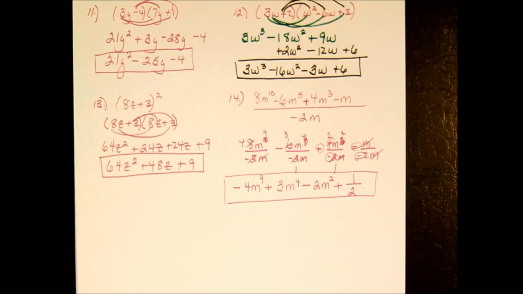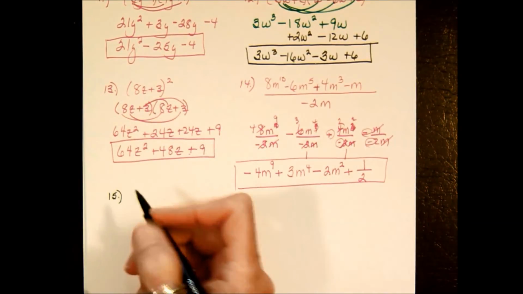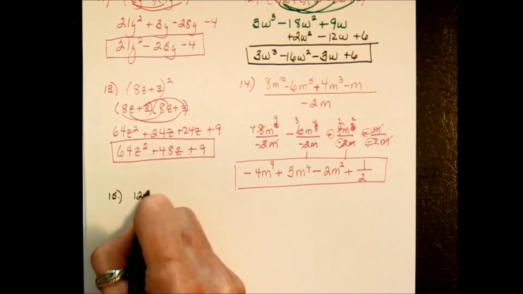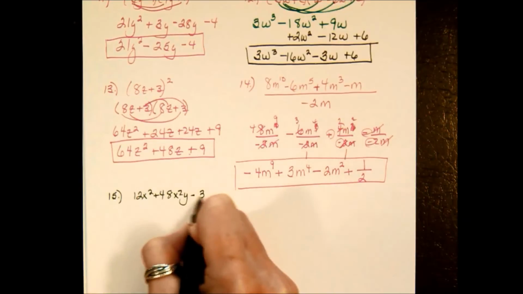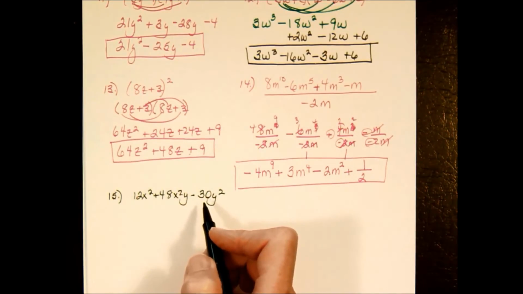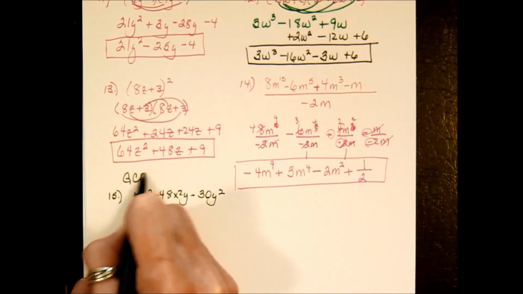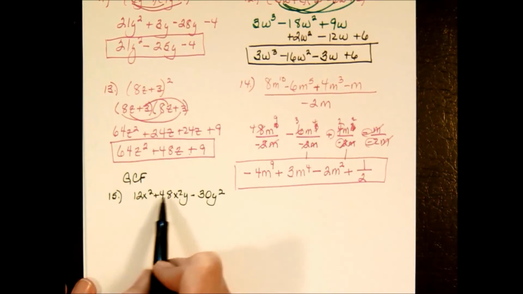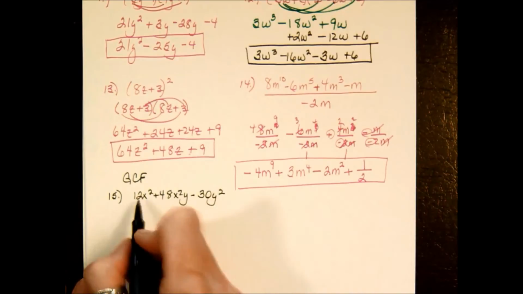This next section is on factoring. And there's one of each of the kinds of factoring that we talk about. So starting with number 15, I have 12x squared plus 48x squared y minus 30y squared. It is a trinomial, but because it has some common factors, I'm going to factor out a GCF. So you want to look for that GCF. So what goes into 12, 48, and 30? I believe it is 6. So I'm going to factor out a 6.